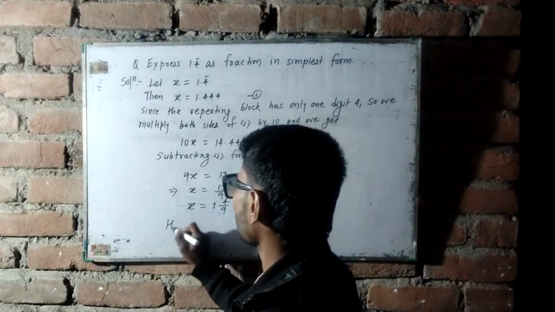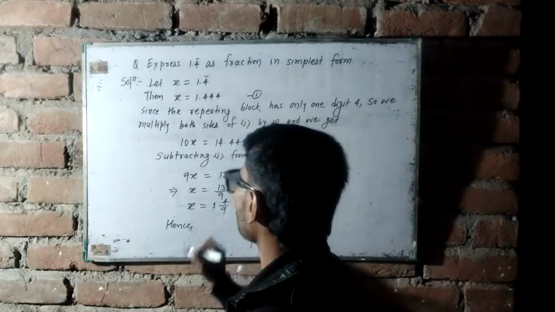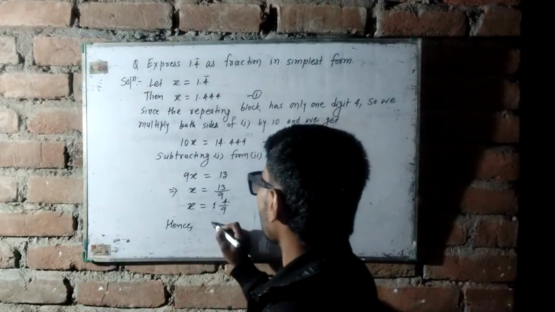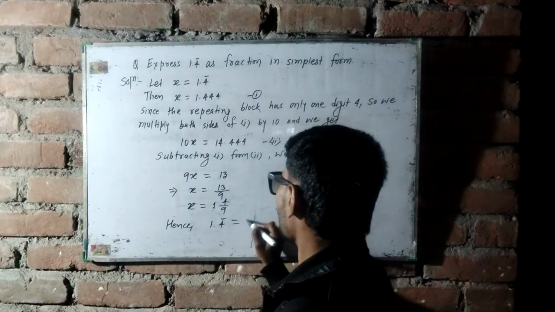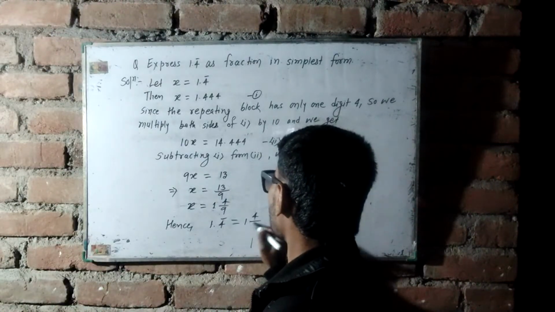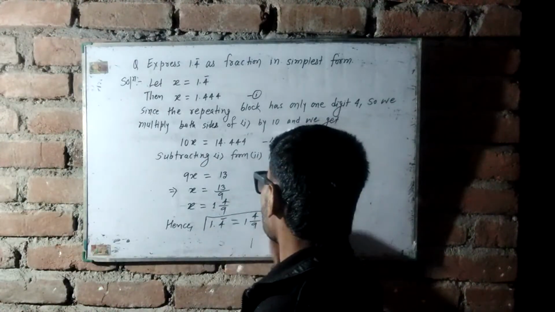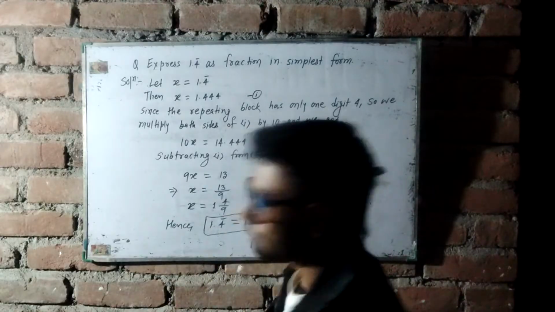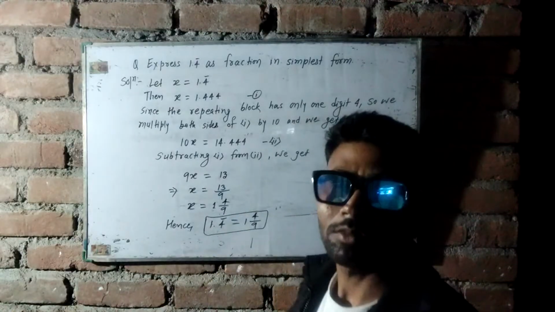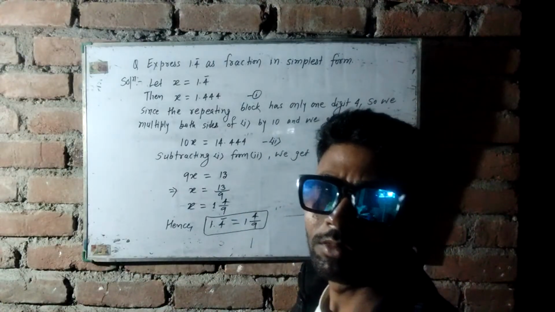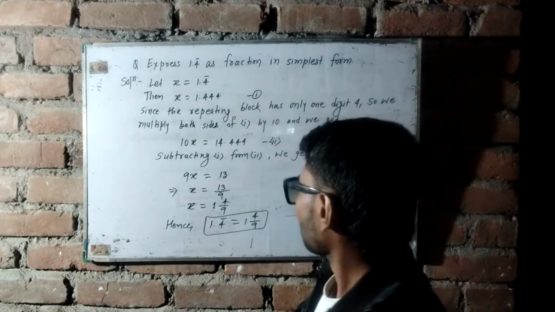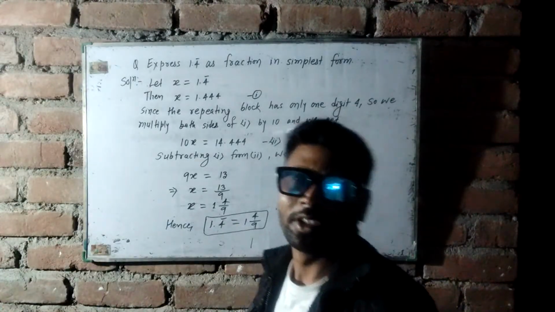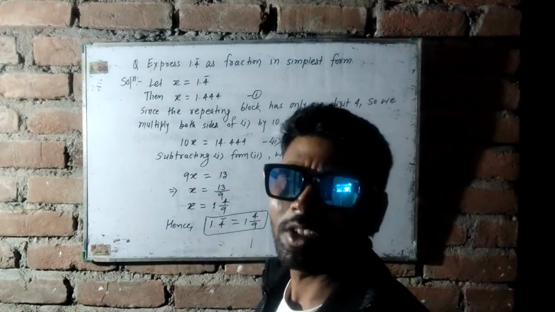Hence, 1.4 repeating is equal to 1 whole 4 upon 9. This is the required answer. Now let's go ahead to the next question. Okay?